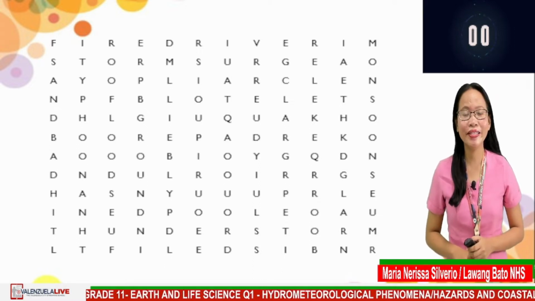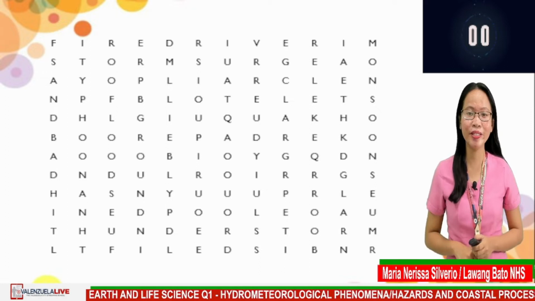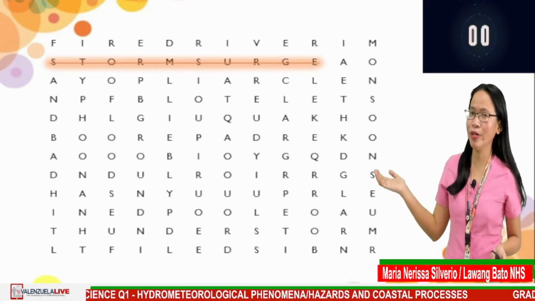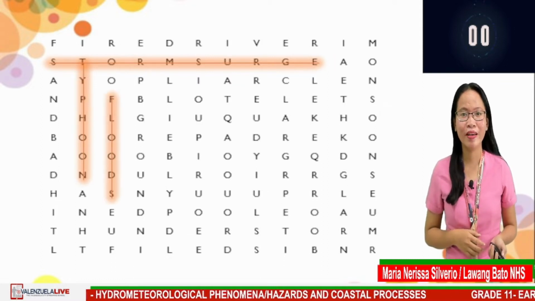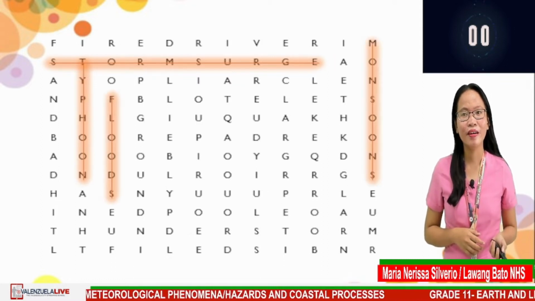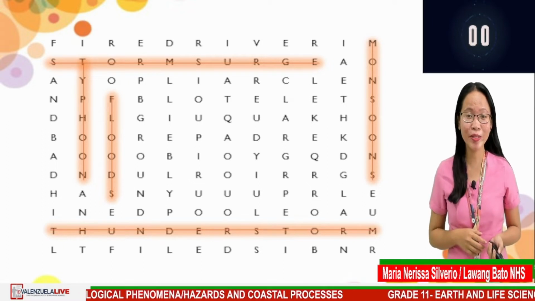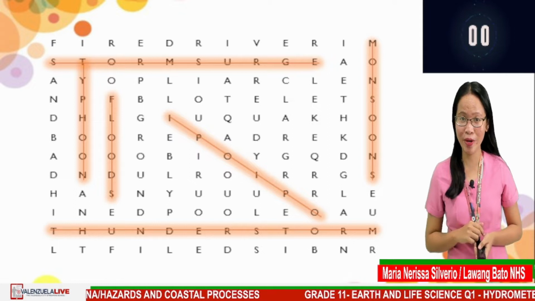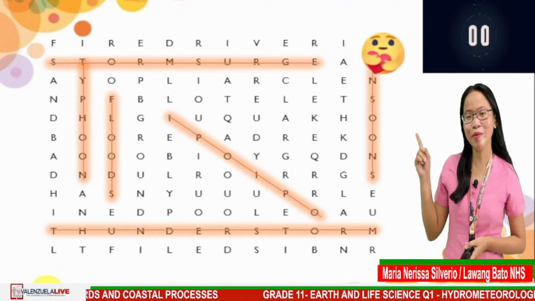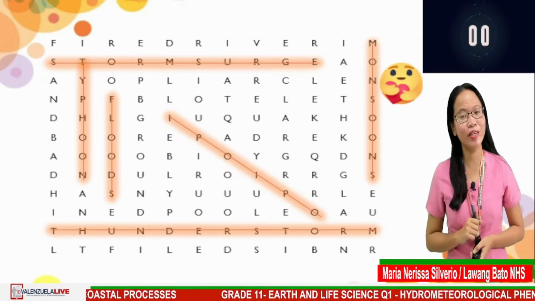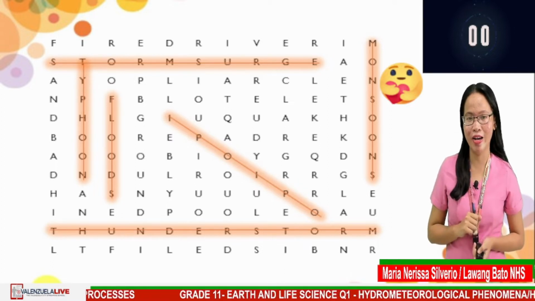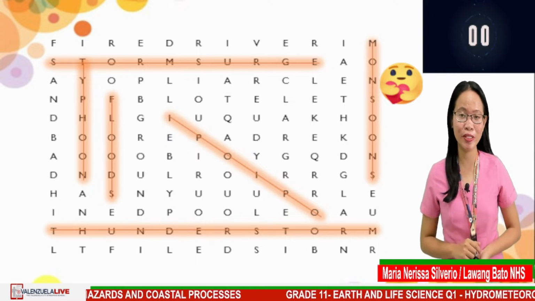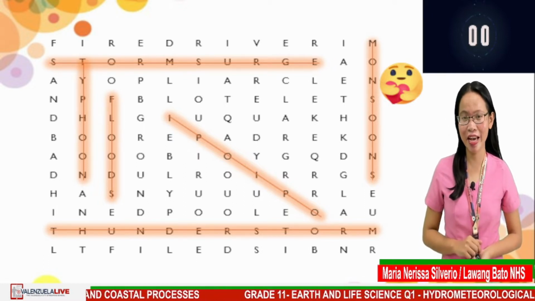Okay, let's see if you found the words we are searching for. The words are storm surge, typhoon, floods, monsoons, thunderstorm, and ipo-ipo. Did you also find the same words? Hit the heart button if you found any of the words from our word hunt. Now let us proceed to the different hydrometeorological phenomenon and its hazards.